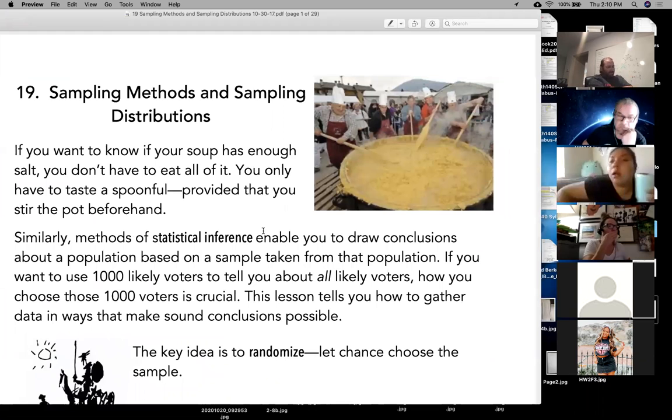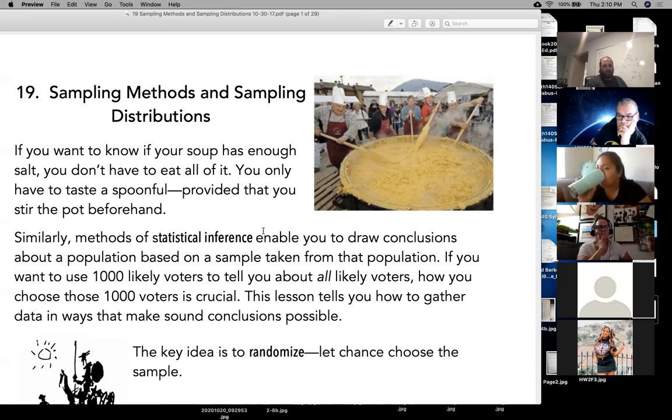So if you want to know if your soup has enough salt, you don't eat all of it. You only have to taste a spoonful, correct? If you have a small bowl and you want to see the taste, a spoon will give you the taste. If it's a huge pot, a spoon will give you the taste. Why is it that the same size spoon will work in both cases? This is the basics of statistical analysis: you don't need a bigger sample size when you have a bigger population. It does not work that way.